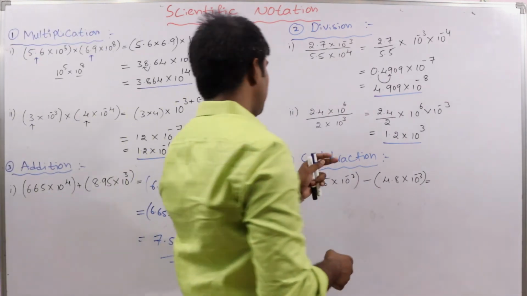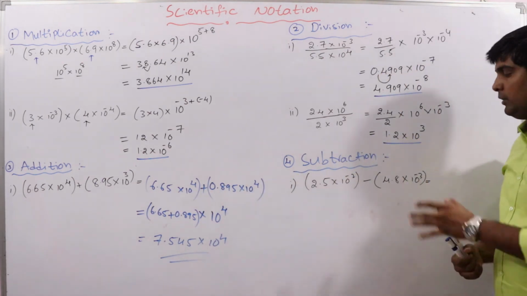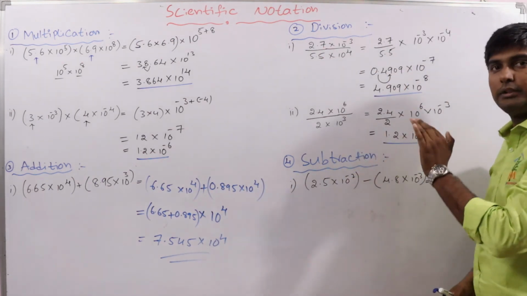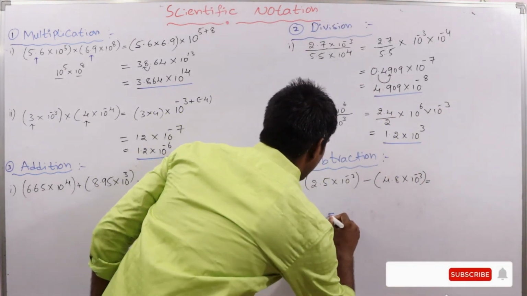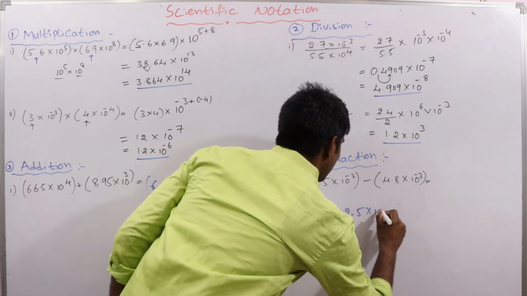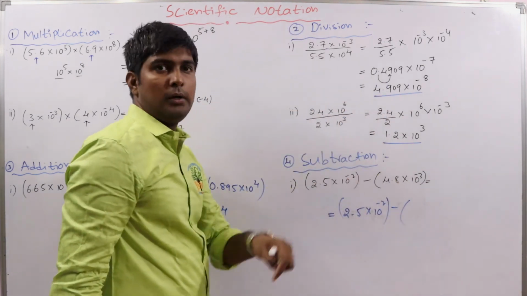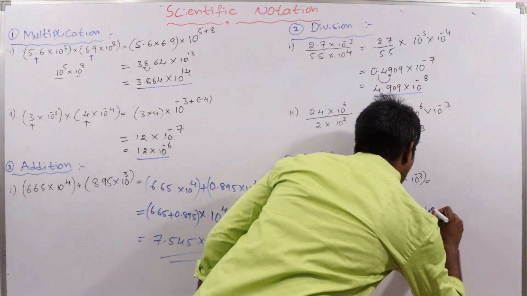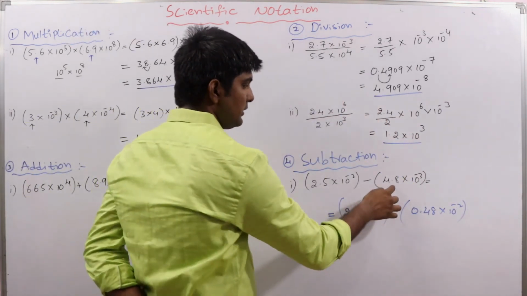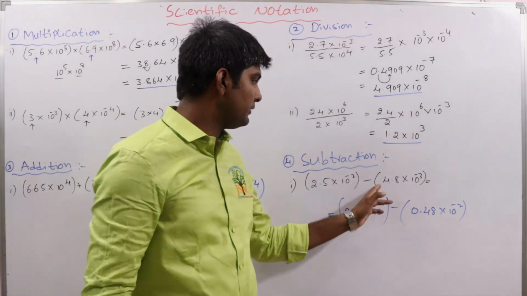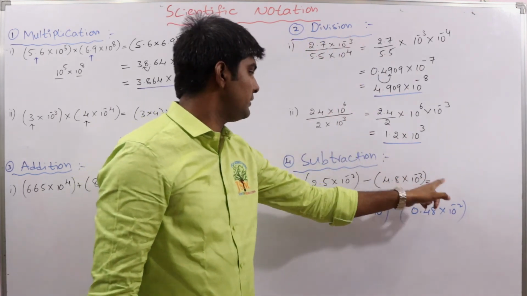Clear? Next, subtraction. Same as we did in addition, here also we should make both the exponents the same in the given numbers. See here, I will write 2.5 into 10 power minus 2 minus, and this one I am writing as 0.48 into 10 power minus 2. I have shifted this decimal point to the left side, so that's why the exponent increases by 1 unit, minus 3 to minus 2.